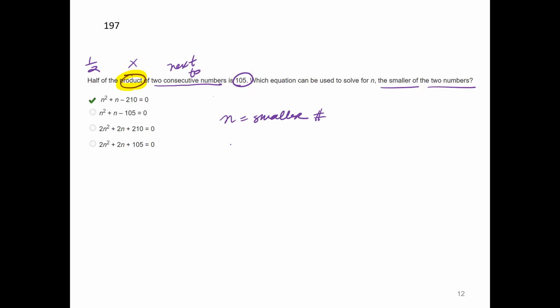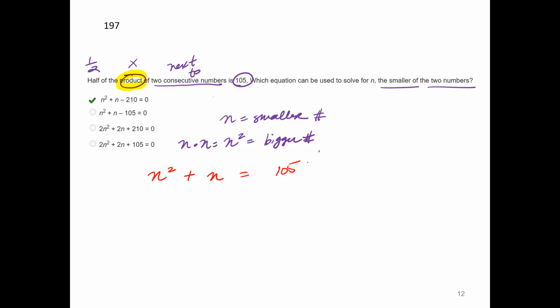then the bigger number is going to be n times n, which is the bigger number, or n squared. Okay, so let's do this. N squared plus n is going to equal to the half of the product. So they have to do half of it is going to be equal to 105.